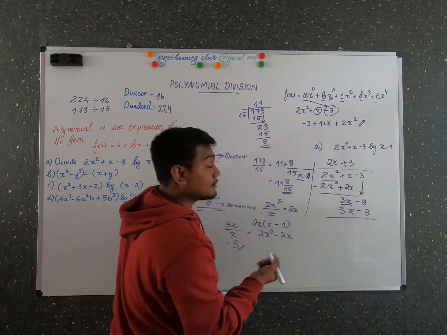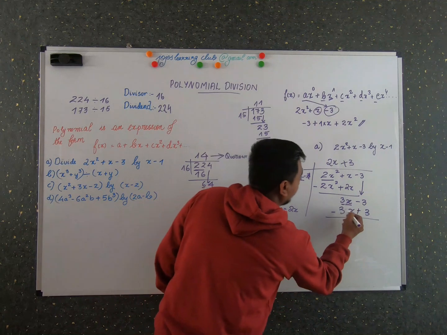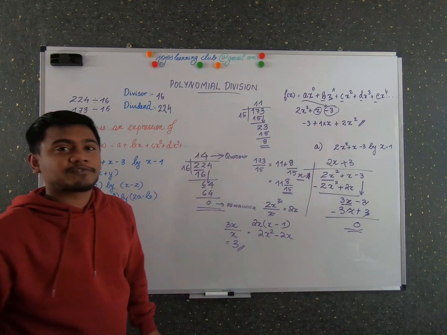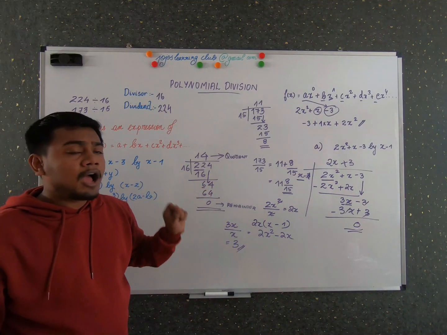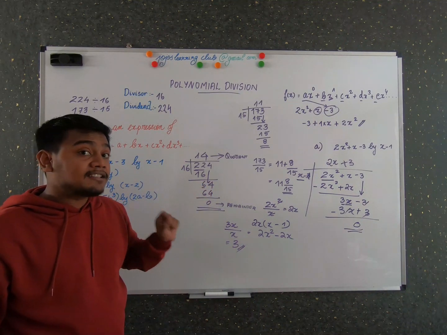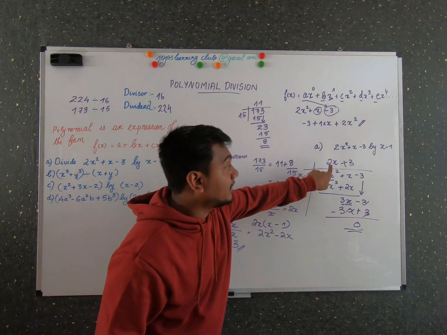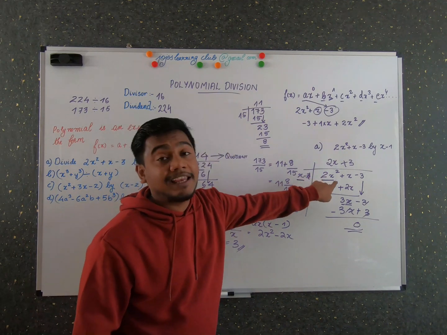Again, make subtraction. So what would it become? Minus, and here it would become plus. So it would be cancelled down, and your remainder here is 0. So this is how you do polynomial divisions. And if you have any doubt in the answer which you have got, you can just multiply the quotient into divisor, which is equal to dividend.